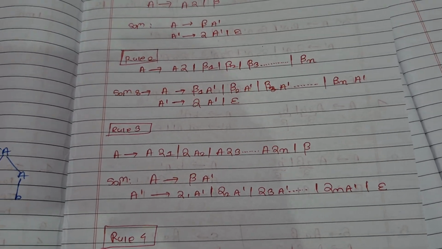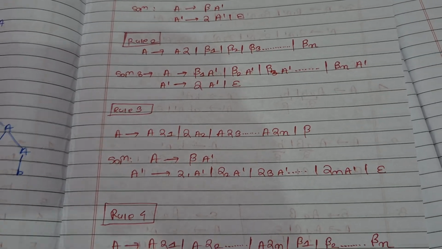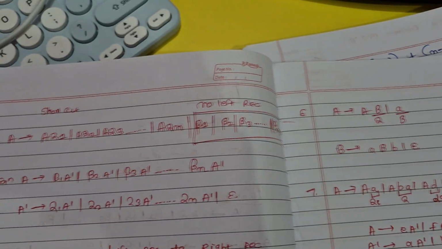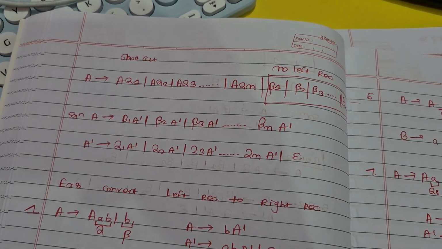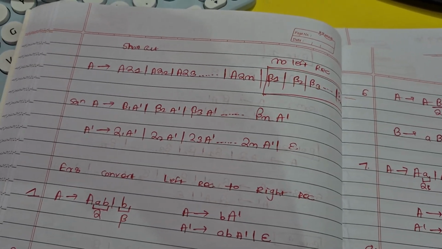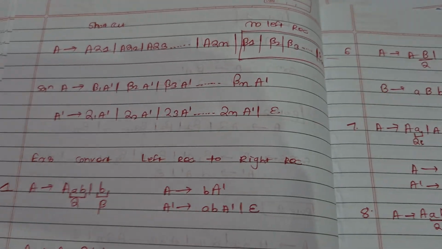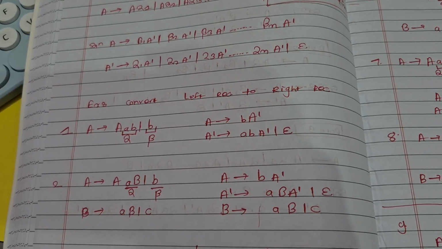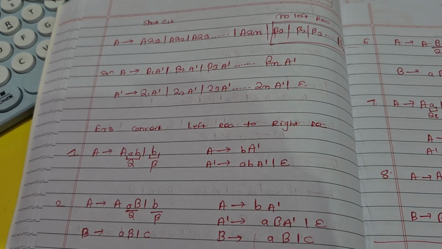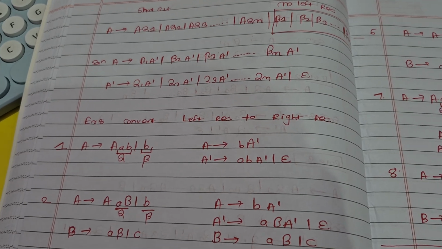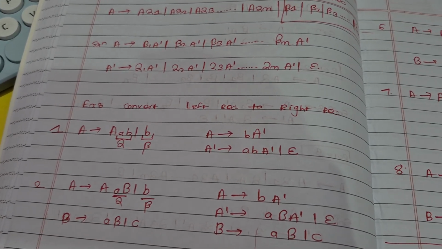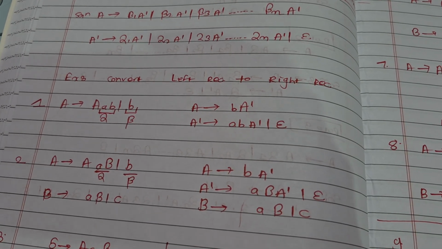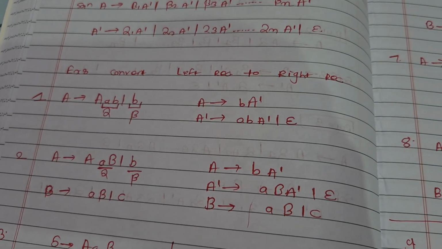You don't have to remember these 4 rules, but there is one shortcut. You can see this shortcut: A to A alpha 1, A alpha 2, A alpha 3, till A alpha n, and no left recursion, A dash. This is the shortcut, you need to remember it. So for example, to convert left recursion to right recursion, consider after the first capital symbol, you need to take the symbols as alpha and then beta, and then replace it like b A dash, A dash to a b A dash or epsilon.